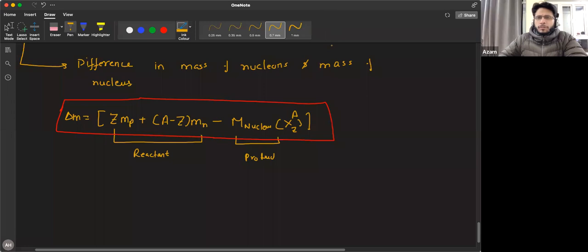There's one more way to calculate the mass defect. See, in this expression, you need the mass of nucleus. But it is possible that in the question, instead of the mass of nucleus, the mass of atom is given. So this is Z times mass of proton plus (A minus Z) times mass of neutron minus mass of nucleus. If you have the mass of atom, how will you calculate the mass of nucleus? I don't have the mass of nucleus now, I have the mass of atom. From the atom, how will you calculate the mass of nucleus?